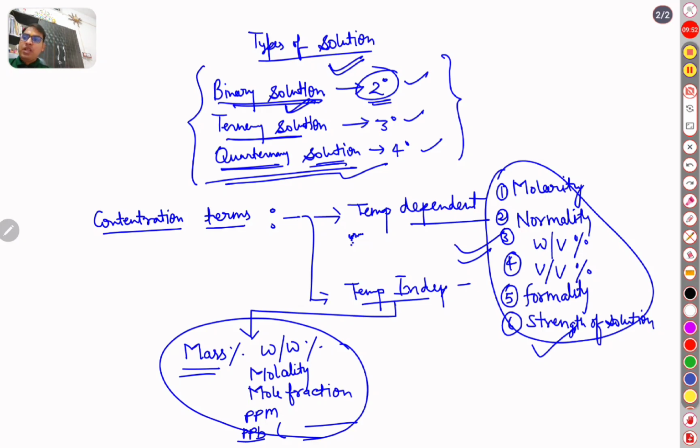Now let us start the topic. We are going to discuss concentration terms, especially mass by mass percentage, mass by volume percentage, and volume by volume percentage. Thereafter we will discuss molarity, normality, formality, strength of the solution, mole fraction, and parts per million. These topics we will cover in this video.